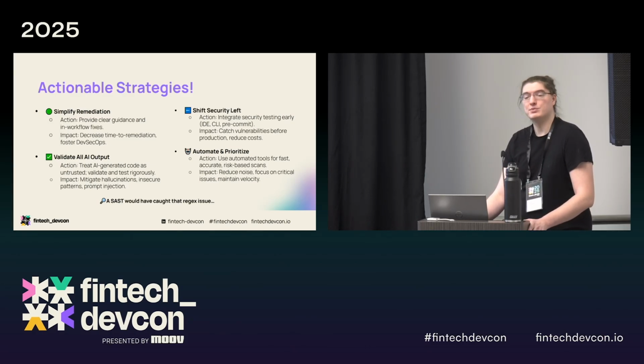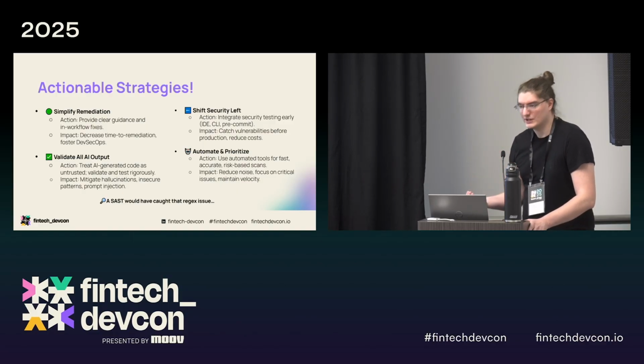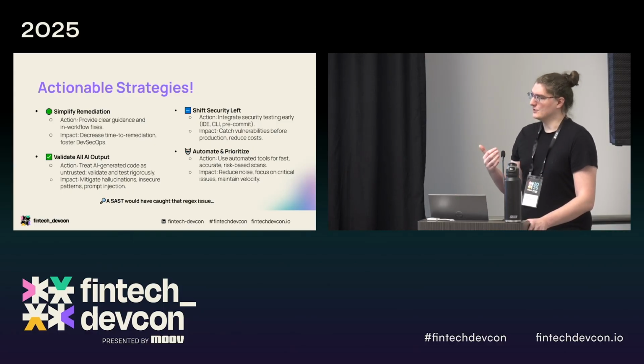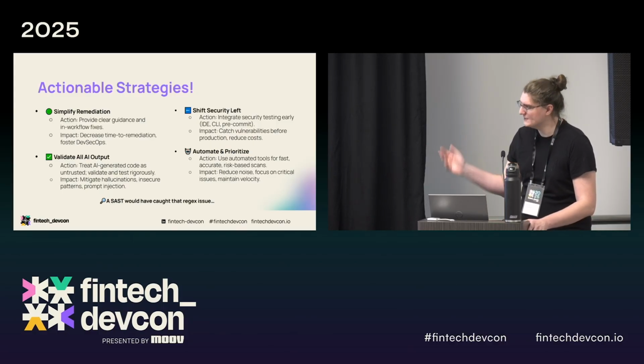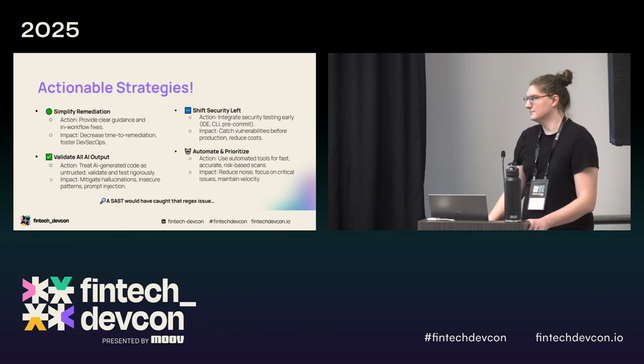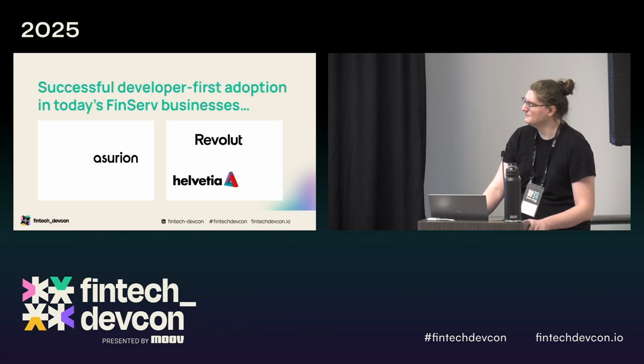Automated tools could mean plugging into your CI/CD or other workflows, like every time you commit. And generally, we want to validate all AI output, keeping in mind that AI-generated code comes from an untrusted source, and that generally these LLMs are trained on internet-scale data. And again, keeping in mind that external tools, if only to feed context to LLMs and other things like that, can really help. So a SAST would have caught that regular expression issue, and that would have been a good thing for that in production.